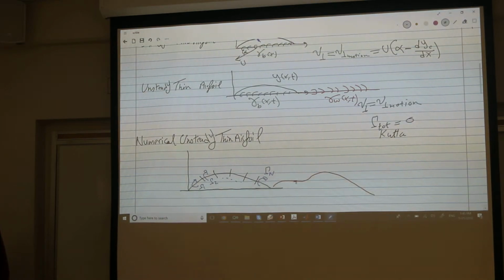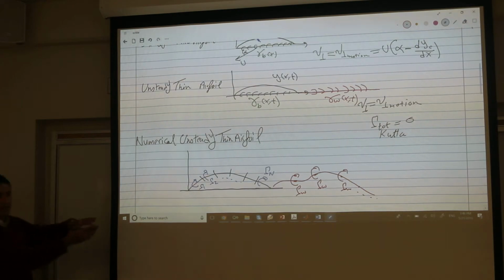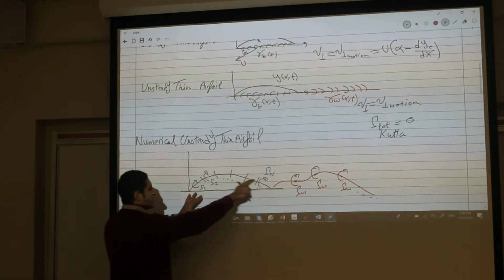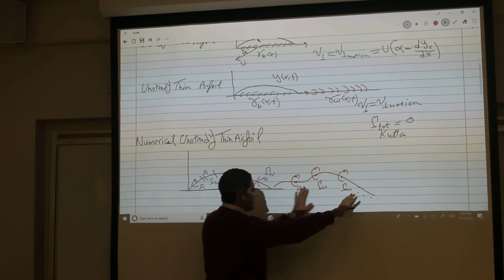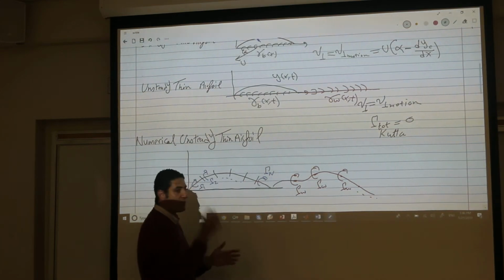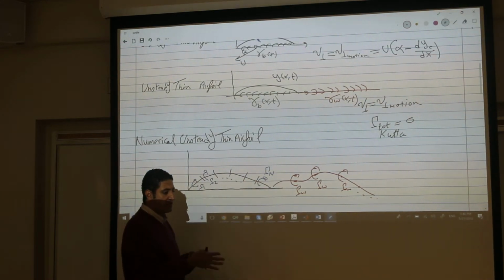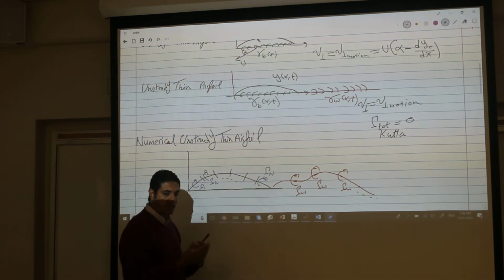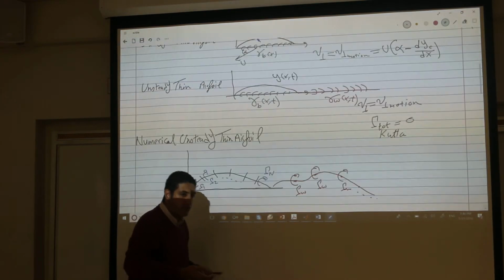The wake, we will consider it as also a discrete number of vortices. Gamma wake 1, gamma wake 2, gamma wake 3, and so on. But this picture is at a particular instant, right? These gammas at this time are in the wake from before. At this instant, if the airfoil is maneuvering, changing its conditions, I have to shed vortices.